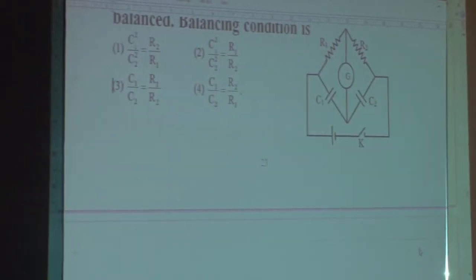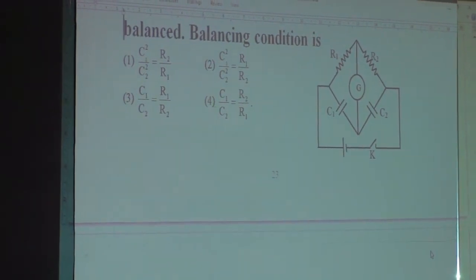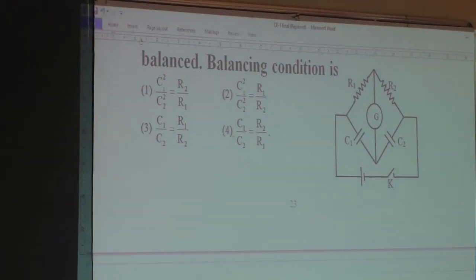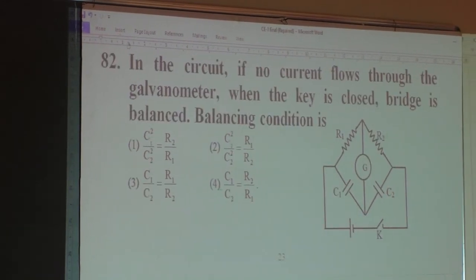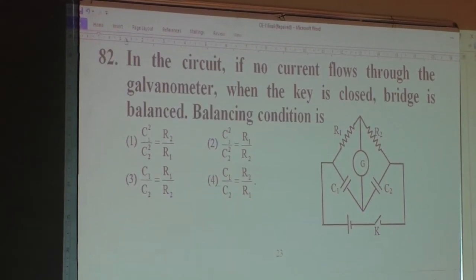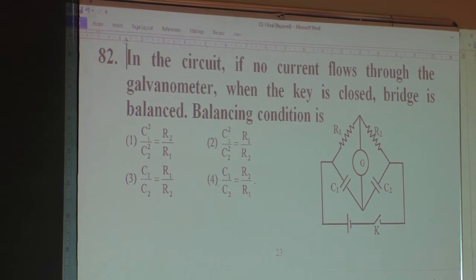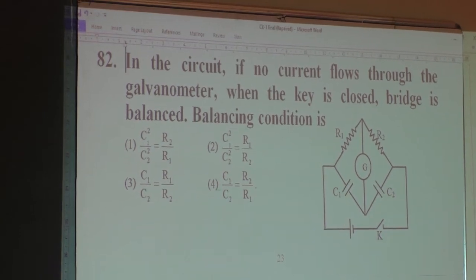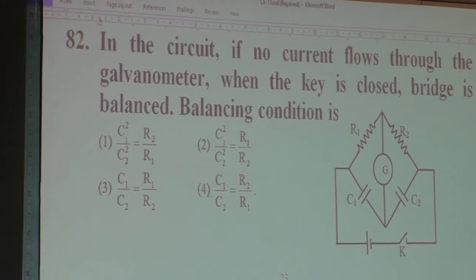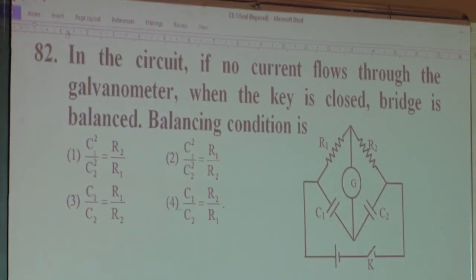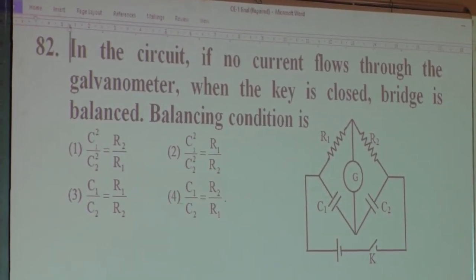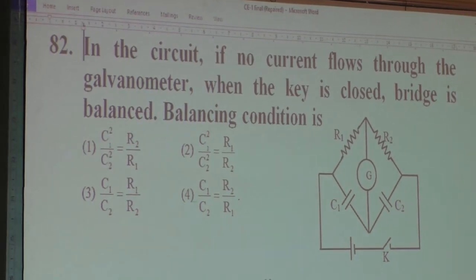82, yeah, here. Yes, so this is a peculiar problem now. In the circuit, if no current flows through the galvanometer, that means it is balanced. When the key is closed, the bridge is balanced. Balancing condition is right. But we have a special guest now, that is capacitor. Usually we have resistors in our problems. Now there is a special guest, that is capacitor. So how to continue with capacitor?